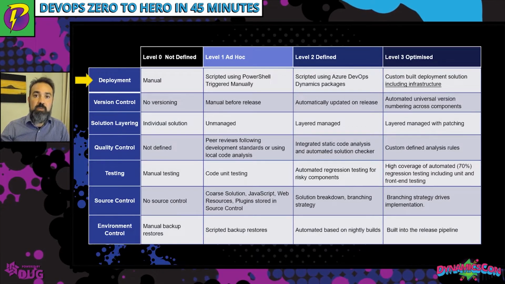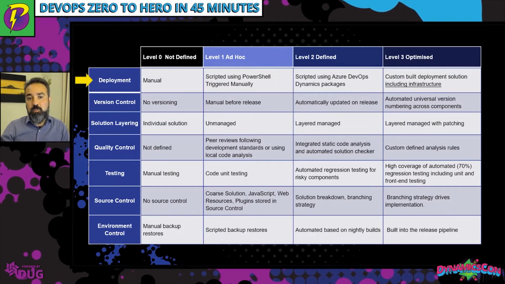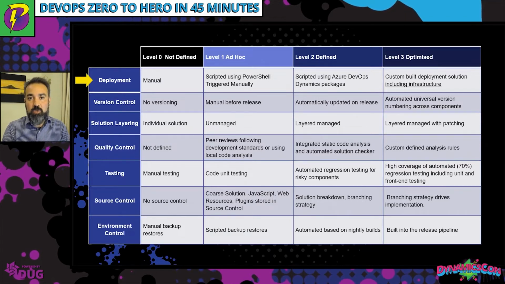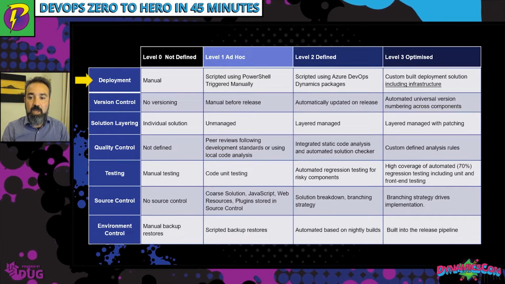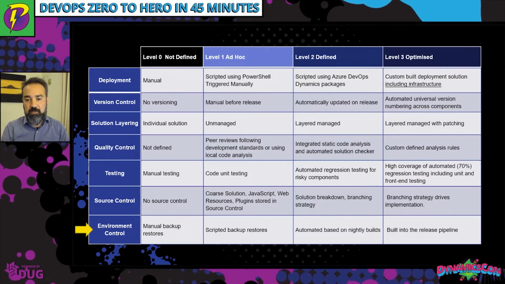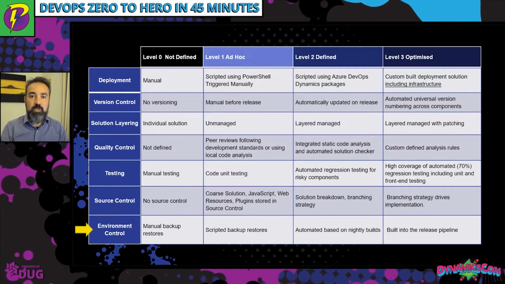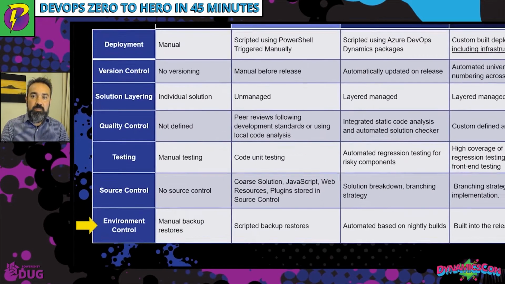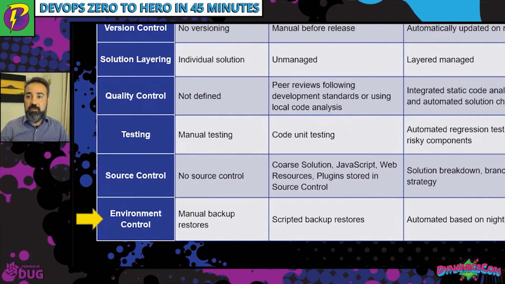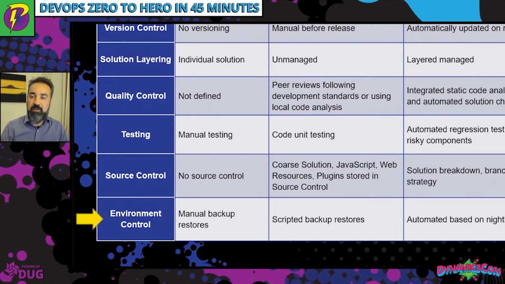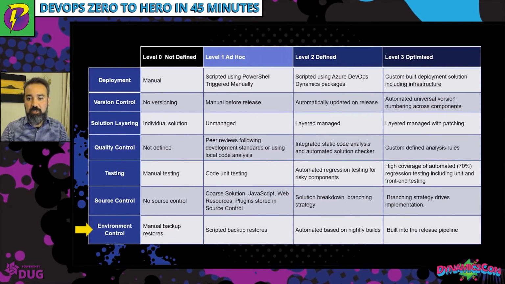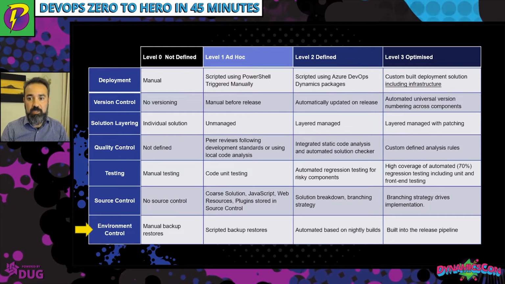And this is what I'll be demonstrating today, trying to build something that is optimized in terms of deployments. Another example that I want to talk about is environment control. So environment control covers setting up all those different SDLC environments, be it a dev environment, a test environment, a production environment, a UAT, pre-prod, and so on.